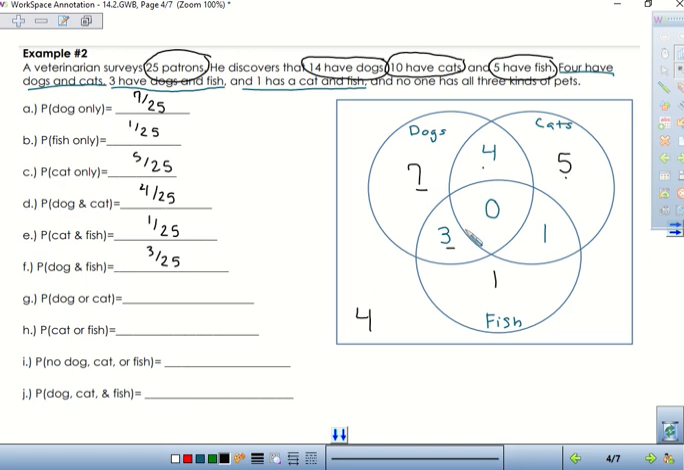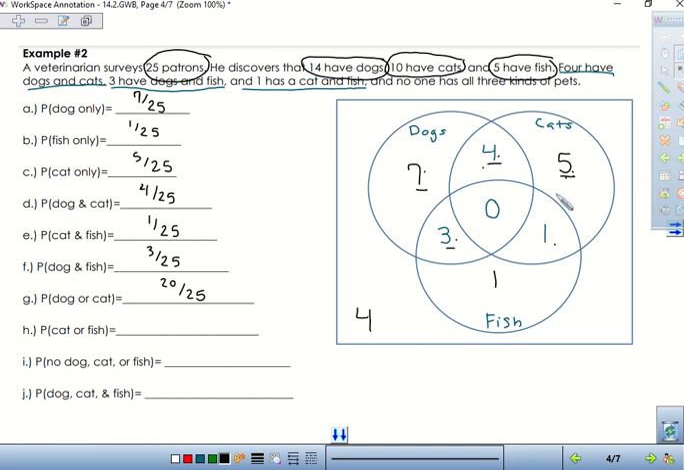So 7 plus 3 is 10, plus 4 is 14, 14 plus 5 is 19, plus, no, I did something wrong. That's going to be 14 plus 5, 20. Yeah, it's 20. I was right. So dog or cat means you're counting anybody who has at least a dog or cat. So you count everybody who's in any of those circles. Does everyone understand that? Okay. So I was doing it right.